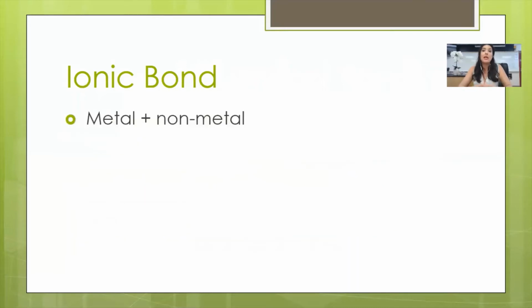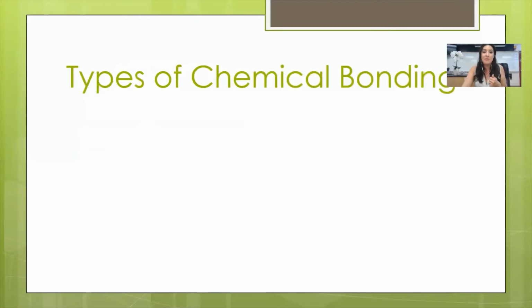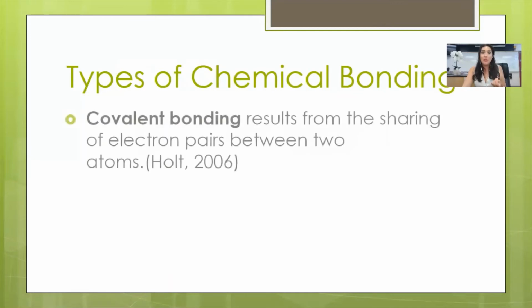Ionic bonds happen when you have a metal and a non-metal. So one of your skills is being able to look at your periodic table and see 2 different elements and identify, based on their metallic or non-metallic properties, whether or not they're going to form an ionic bond or a different type of bond that we're going to discuss today. So, types of chemical bonding.